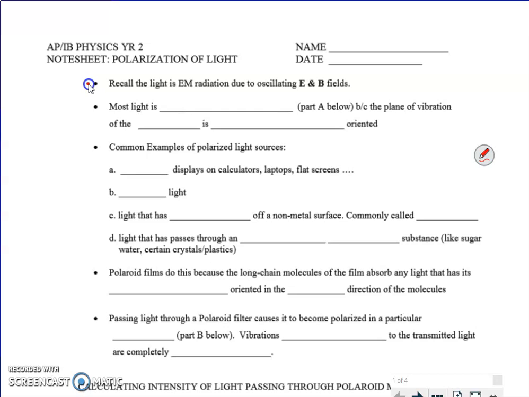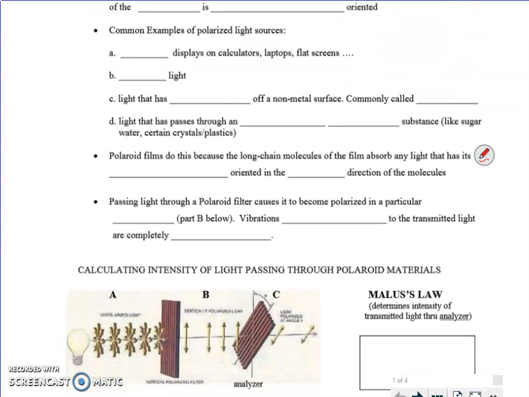What is light? Light is an oscillating electric and magnetic field. If this represents the electric field, and you don't have to draw this, this represents the magnetic field at right angles to that, and the wave goes at the speed of light, c. There are many light sources out there: light bulbs, fluorescent lights, the sun, and light that reflects off surfaces, and most of that is unpolarized. I'm going to refer to a diagram a little below in the middle of this sheet to help you out. Let's scroll down and talk about that now.